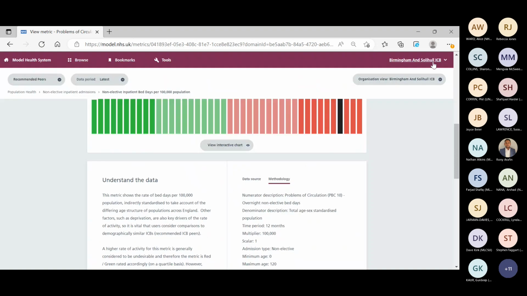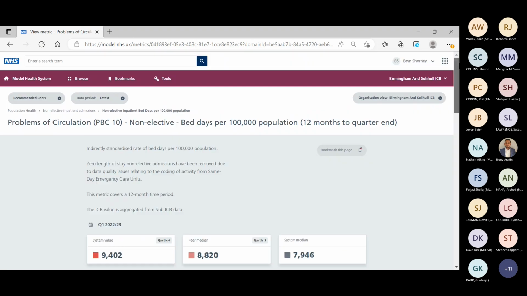One other thing I would highlight: I've got recommended peers selected, but you can view that within the region as well. If you go into the top left-hand corner, you can change that to my region. At a provider level, there's a much wider range of peers that you can select, and you can make your own custom peers as well. So I think that's the main functionality.